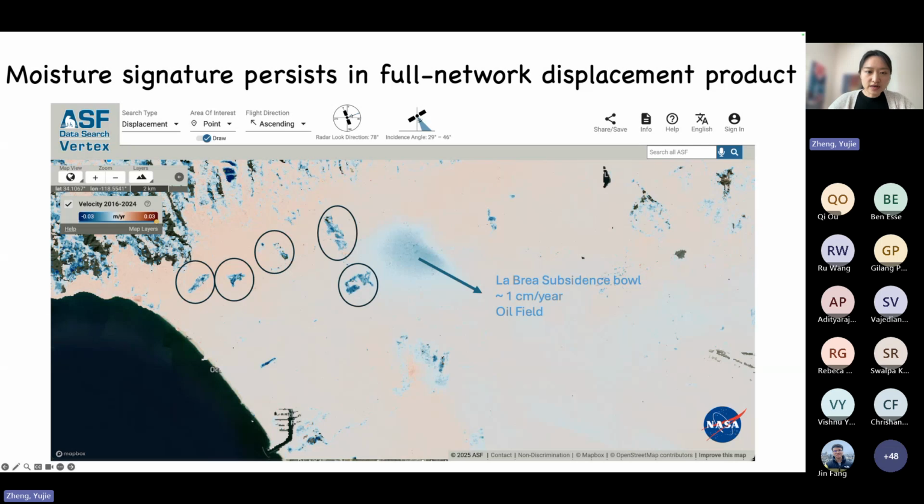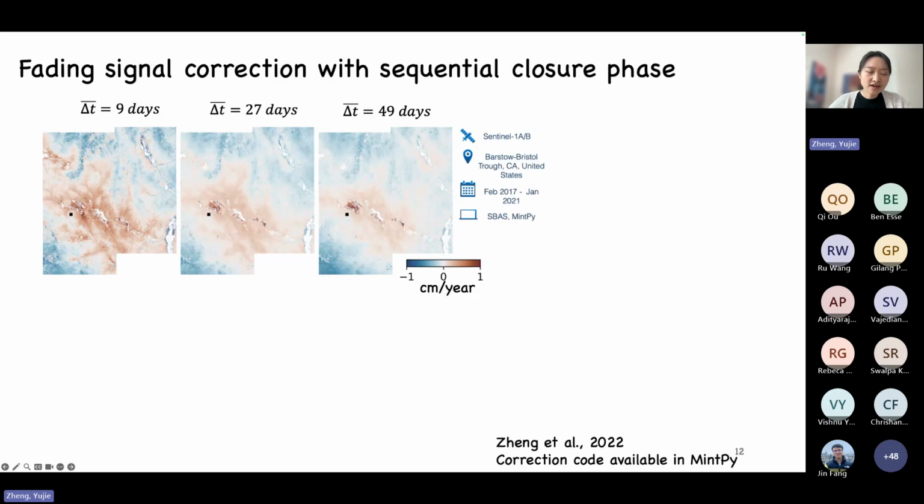But there are a lot of other things going on, and I circled a few here. So these smaller localized patches of darker blue areas are actually golf courses. They align very well with the footprint of the golf courses. And it is very unlikely that each of these golf courses are undergoing very localized subsidence at rates significantly larger than 1 centimeter per year. A more plausible explanation is that these signals reflect moisture-driven phase effects that in fact persisted for full network, full resolution displacement products. All right, so that's a quick detour.